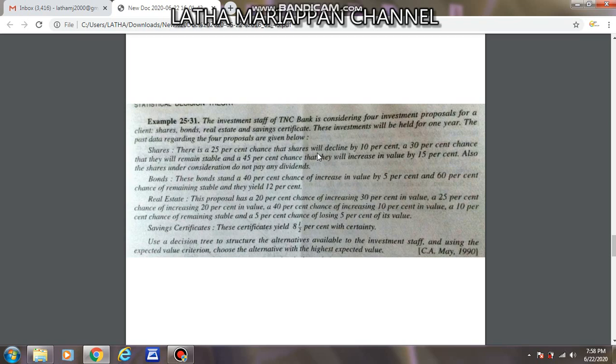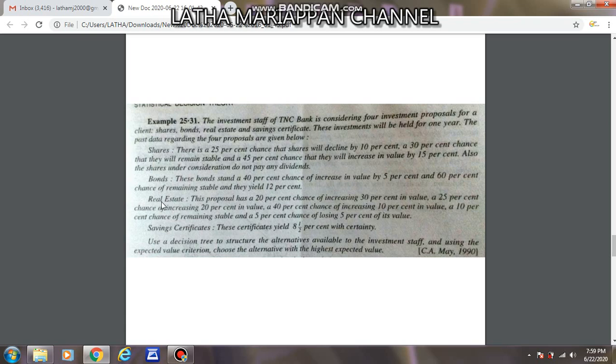There is a 25% chance that share will decline by 10%. Okay, 25% chance that share will decline by 10%. A 30% chance that it will remain stable and a 45% chance that it will increase in value by 15%. Okay. Also the share under consideration does not pay any dividend. Okay. Similarly they have given for bond 40% chance of increase in value of 5% and 60% chance of remaining stable and that yields 12%.